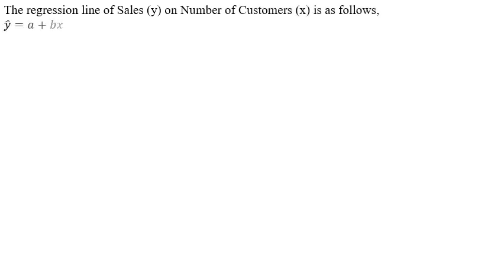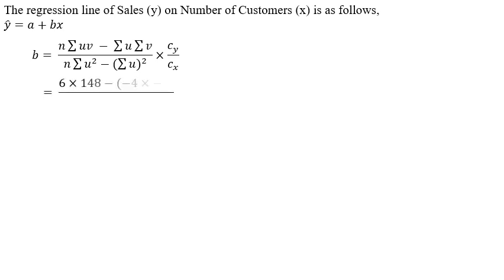We will move forward with the regression line of sales of the store on a daily basis on the number of customers, that is y on x, and the regression line equation is y cap is equal to a plus bx. The formula which we are going to use here is n summation uv minus summation u summation v divided by n summation u square minus summation u the whole square into cy upon cx. Now putting the values into our equation as they are, you will get something like this.